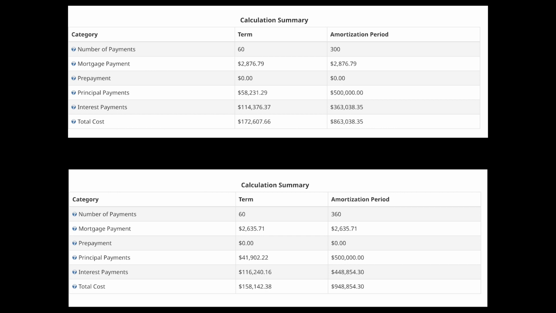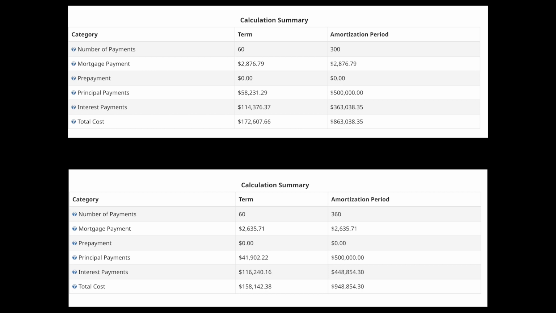Is monthly cash flow important to you? If so, maybe extending that amortization to get that cash flow is worth it for you, and you don't mind paying that extra $100,000 in interest. But maybe your goal is to save as much interest as possible throughout the life of your mortgage. Then reducing that amortization would be the route for you, because in this example, in just 5 years less, you're paying $100,000 less in interest.